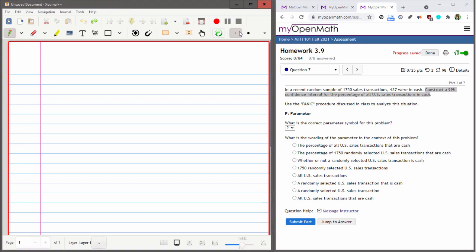So our goal in this problem is to get a confidence interval for the percent of all U.S. sales transactions that are cash.